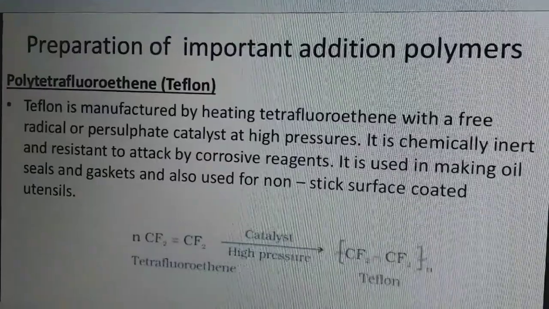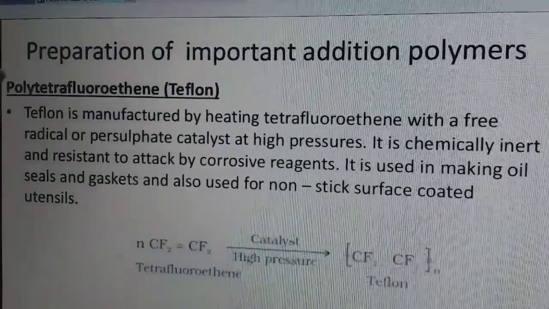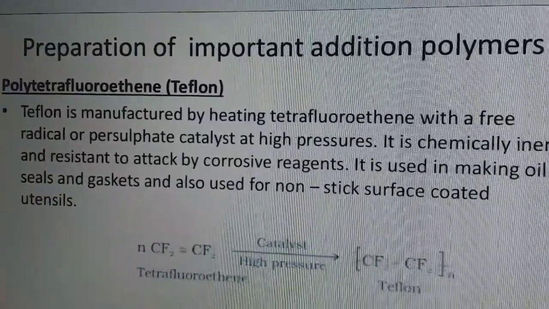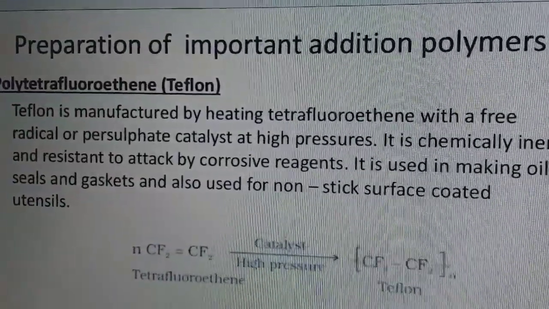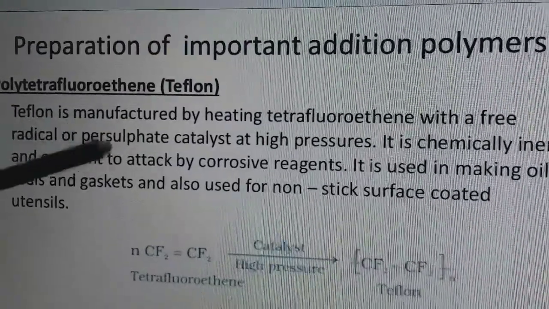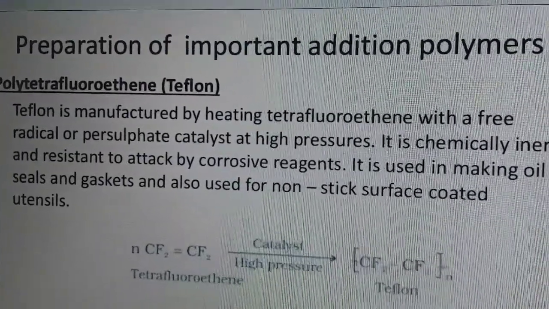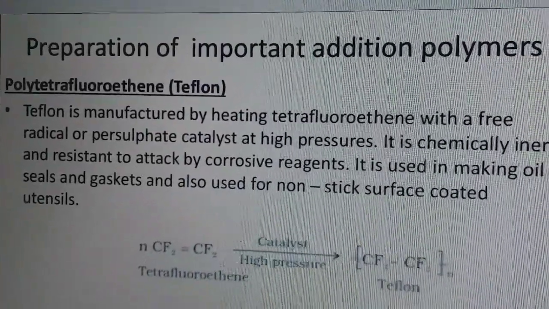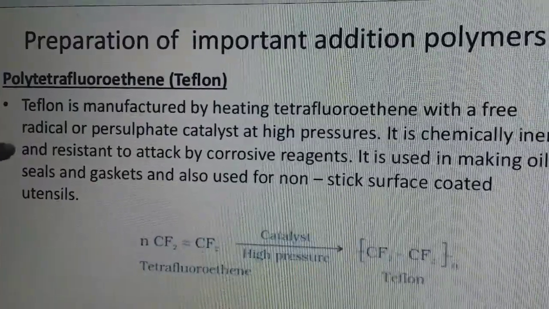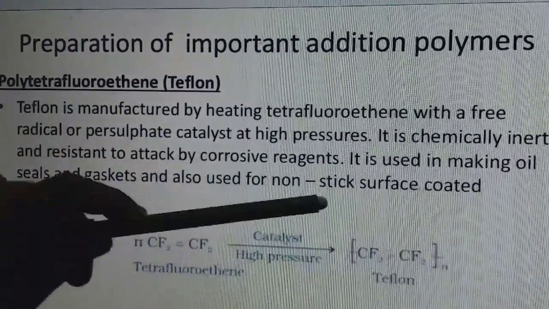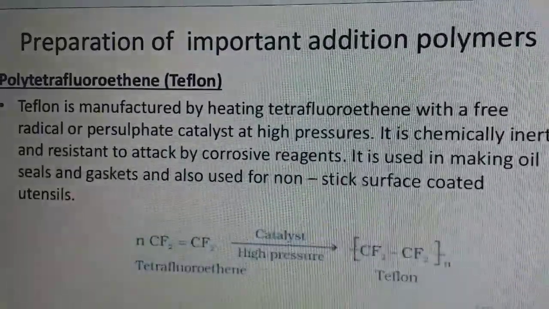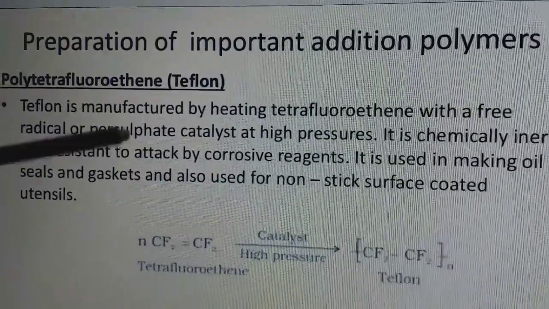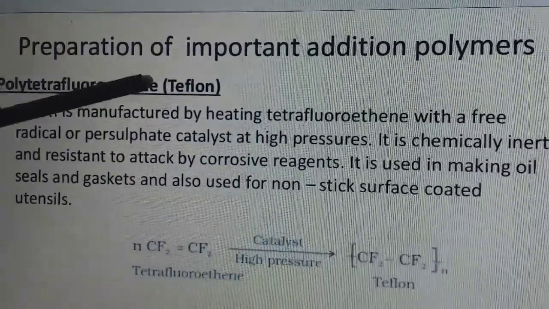The second polymer is Teflon, that is polytetrafluoroethene. Teflon is manufactured by heating tetrafluoroethene with a free radical or persulfate catalyst at high pressures. It is chemically inert and resistant to attack by corrosive reagents, and it is used in making oil seals and gaskets, and also for non-stick surface coated utensils. We use a non-stick pan, tawa, in our house. It is nothing but Teflon coating.